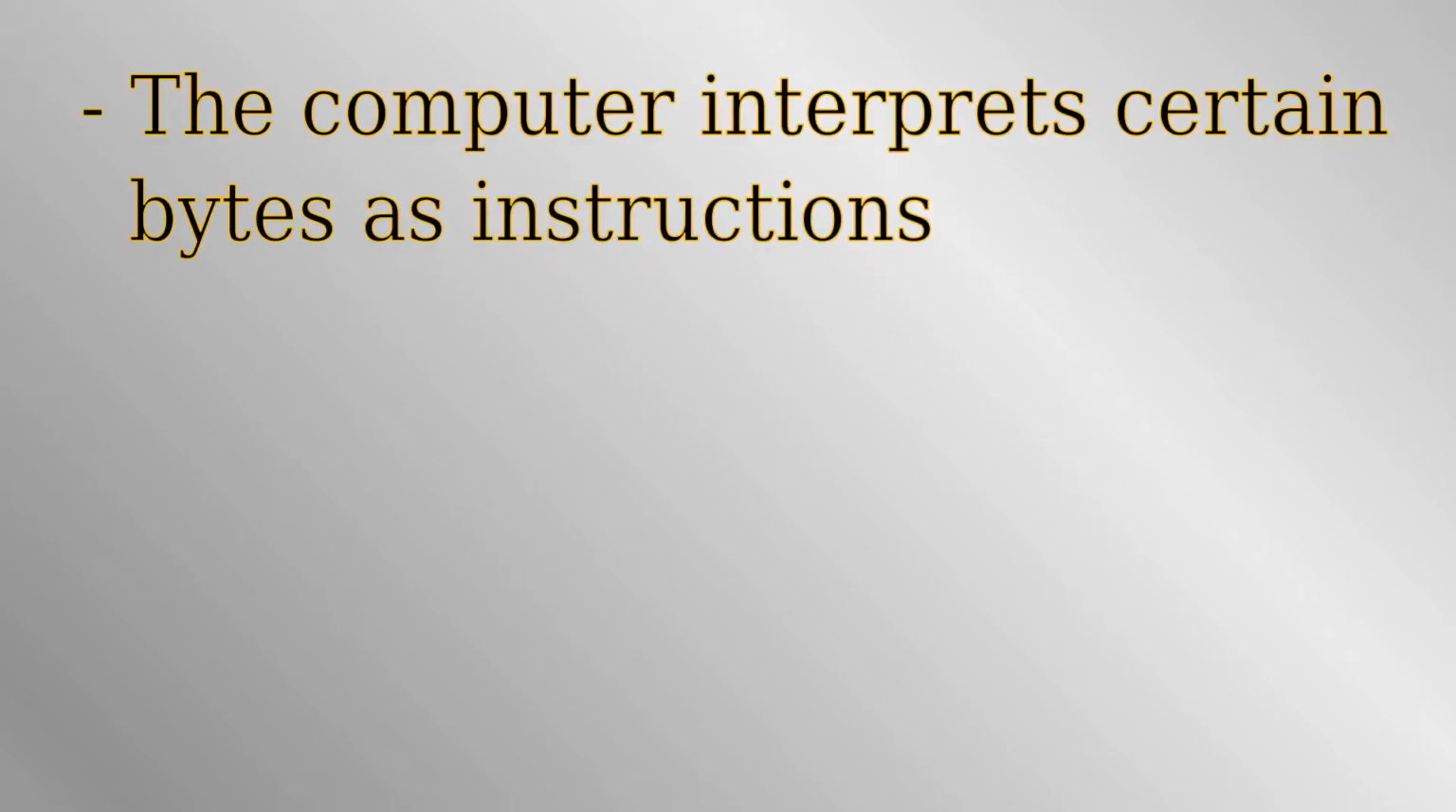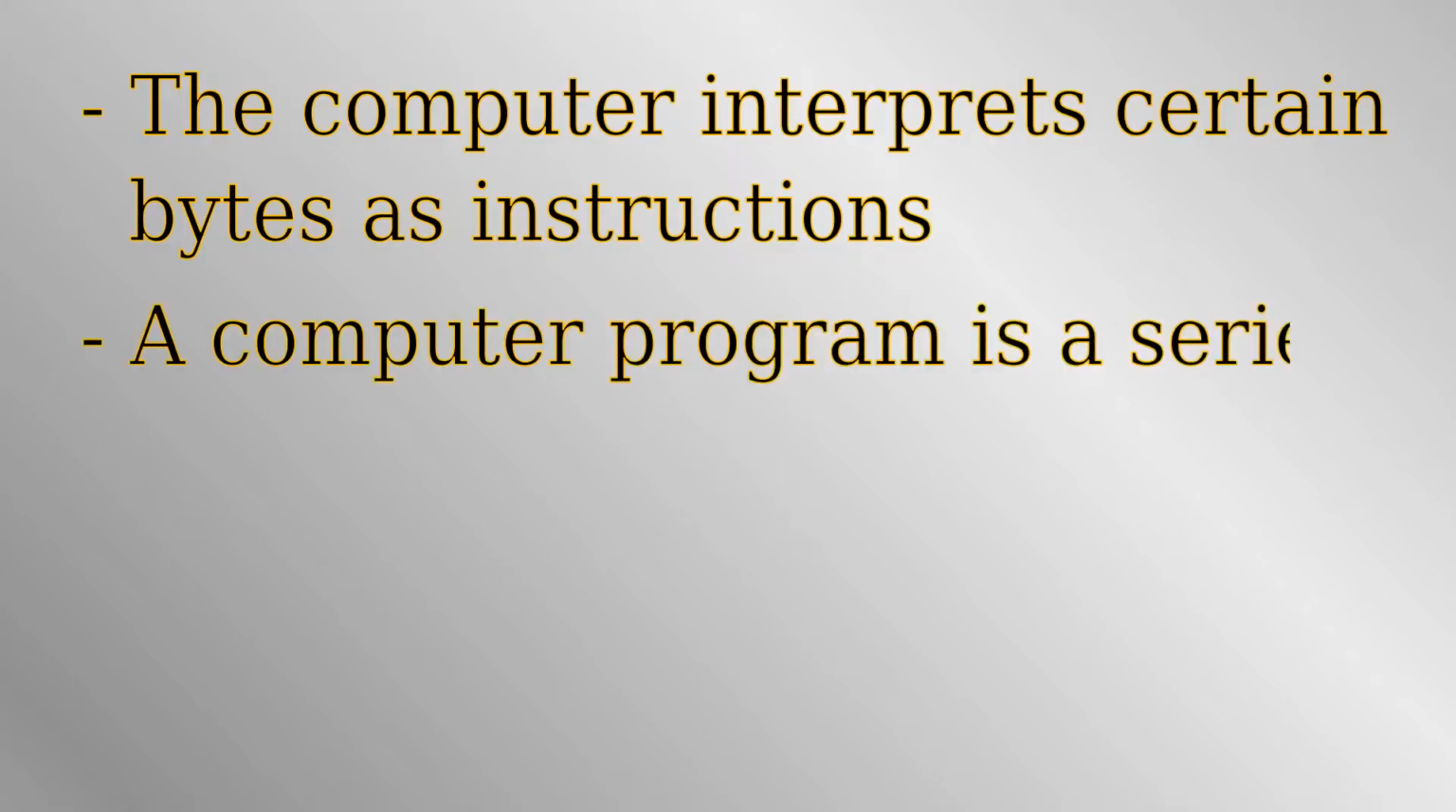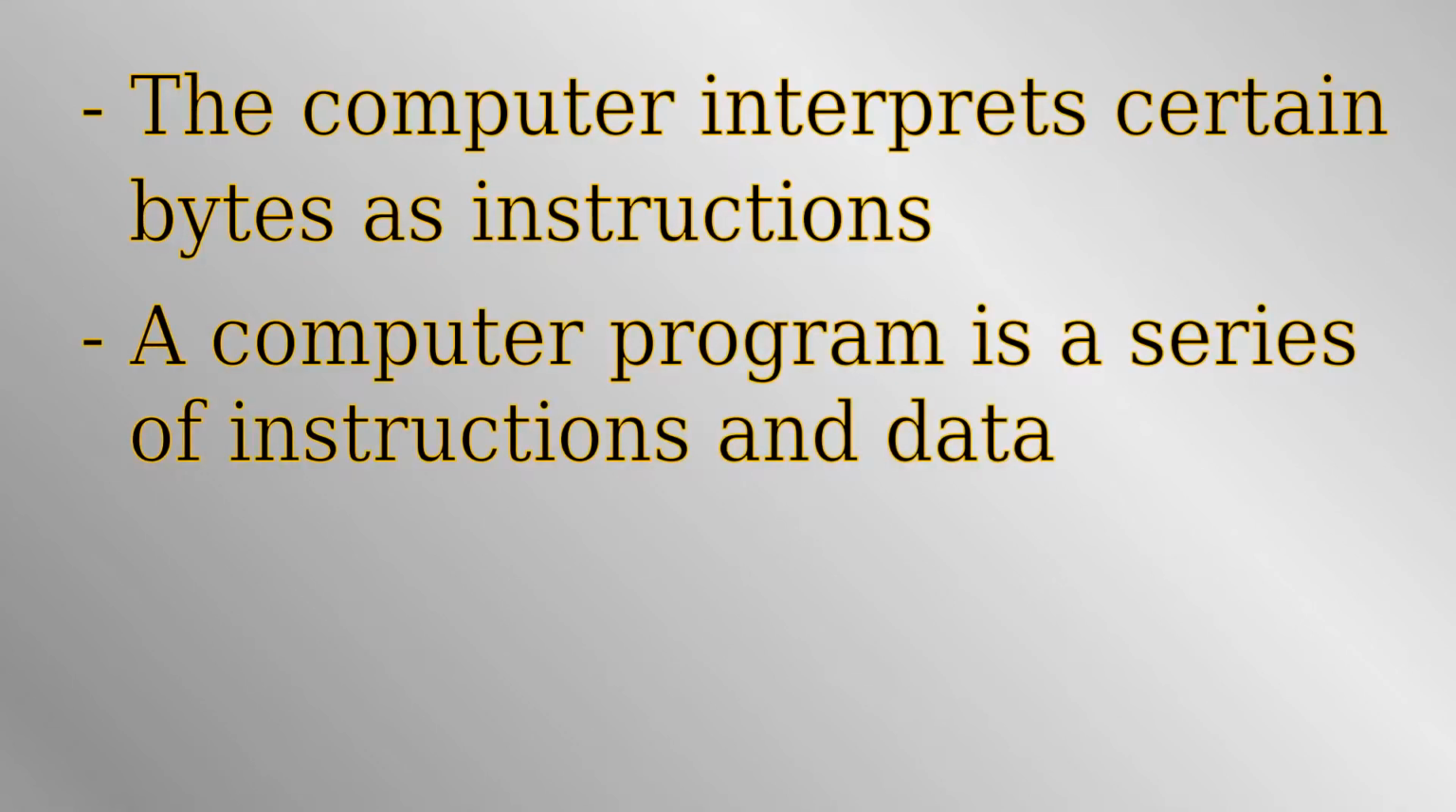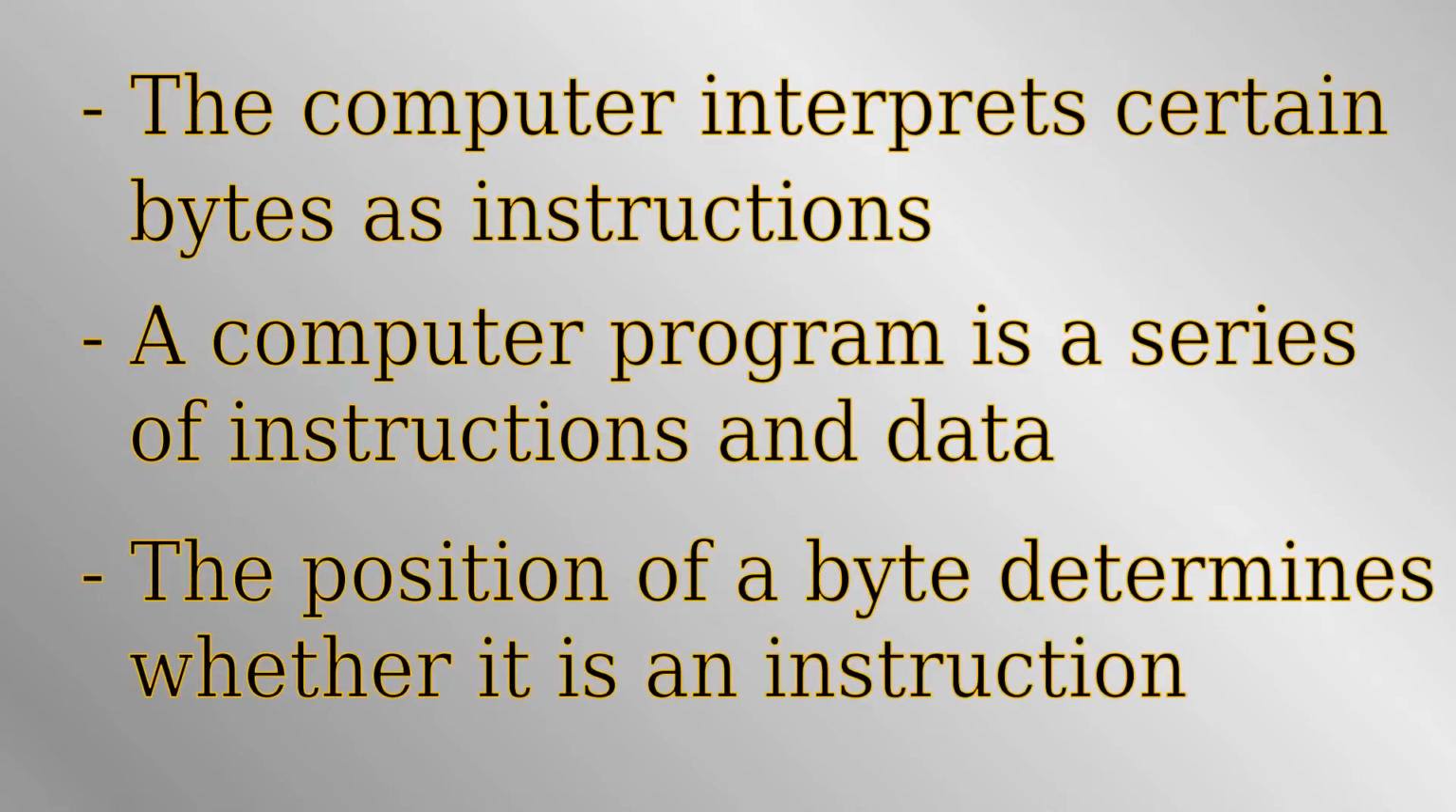To summarize, the computer interprets certain bytes in memory as instructions for which operation to carry out. Computer programs are stored in memory. They are just large sequences of instructions, memory addresses and numbers. The computer goes from instruction to instruction like clockwork, always knowing based on the type of the current instruction how far along the next one is.